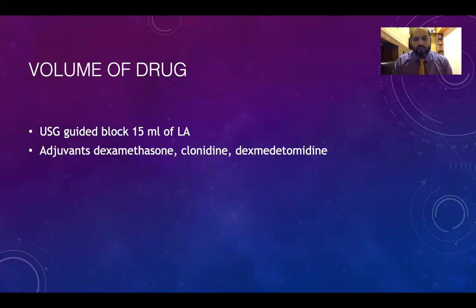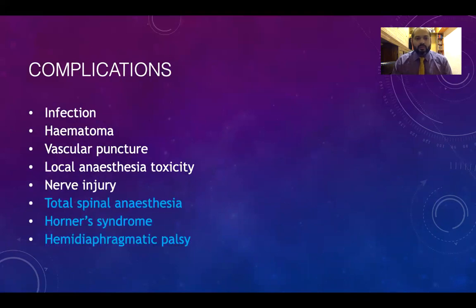The only problem with catheter is migration of the catheter into the epidural space or subarachnoid space, or there is easy dislodgement, as fixing of the catheter in this area is very difficult. Complications: infection, hematoma, vascular puncture, local anesthetic toxicity, nerve injury. The specific complication related to this block is total spinal anesthesia, as we are very close to the dural sleeves.